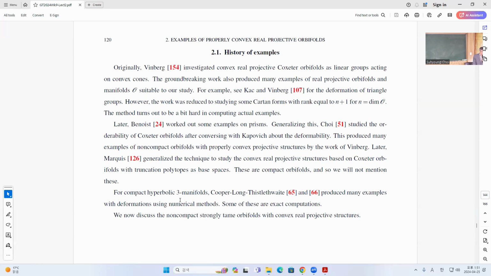And for compact hyperbolic manifolds, Cooper, Long and Thistlethwaite produced many examples. So these are all numerical methods, but some of these are actually exact computations. Some very few, but mostly done by computers.